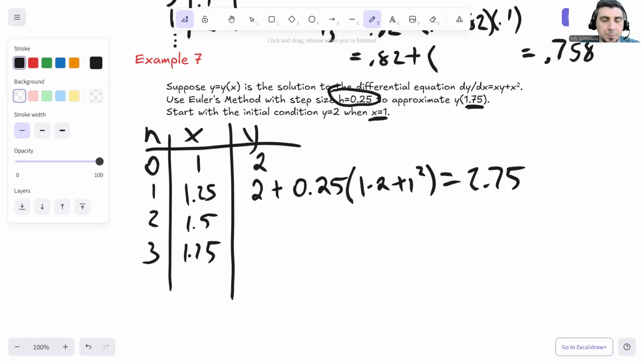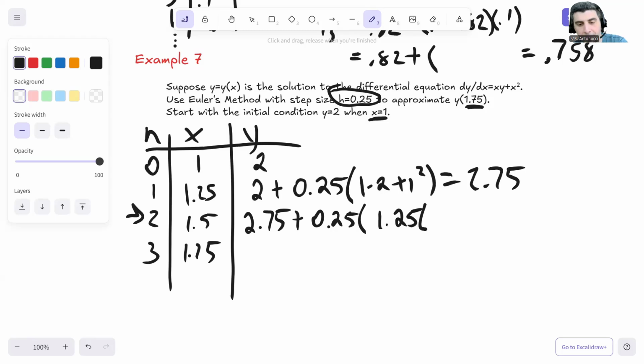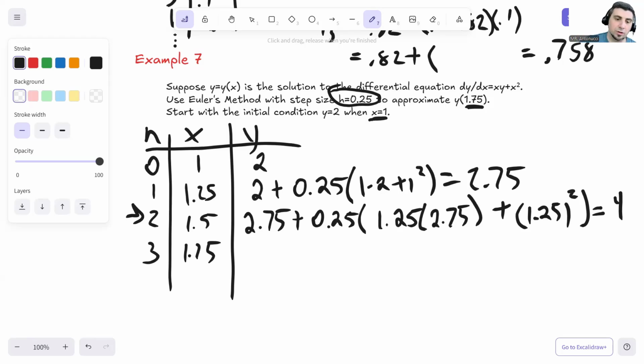So that's the y1. To get the next y value, what we're going to do is take that y value that we just got, 2.75, plus h, 0.25, times the differential equation evaluated at the previous point. So 1.25 times 2.75, so xy, plus x squared, 1.25 squared. This is going to give us 4. And now that is the y2 value.